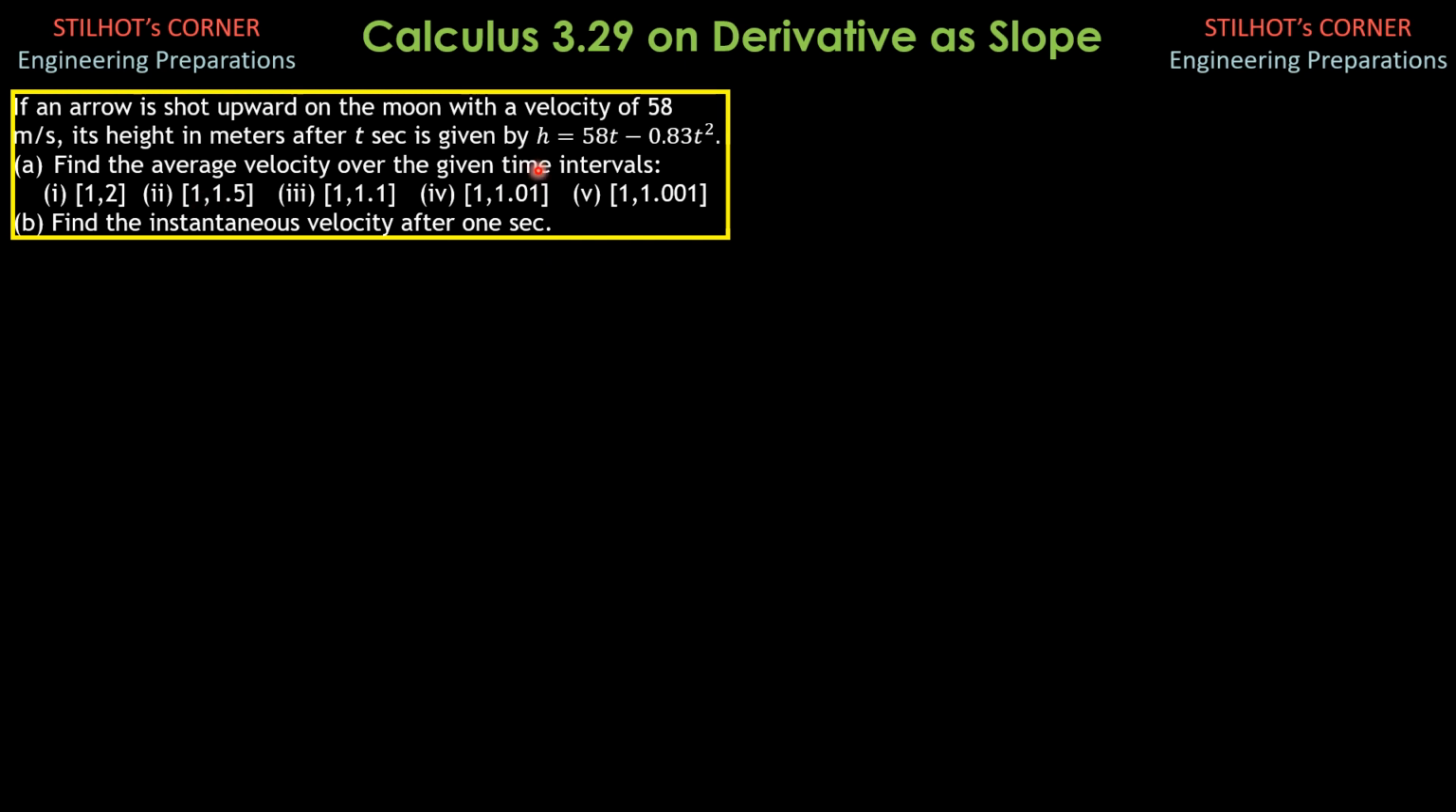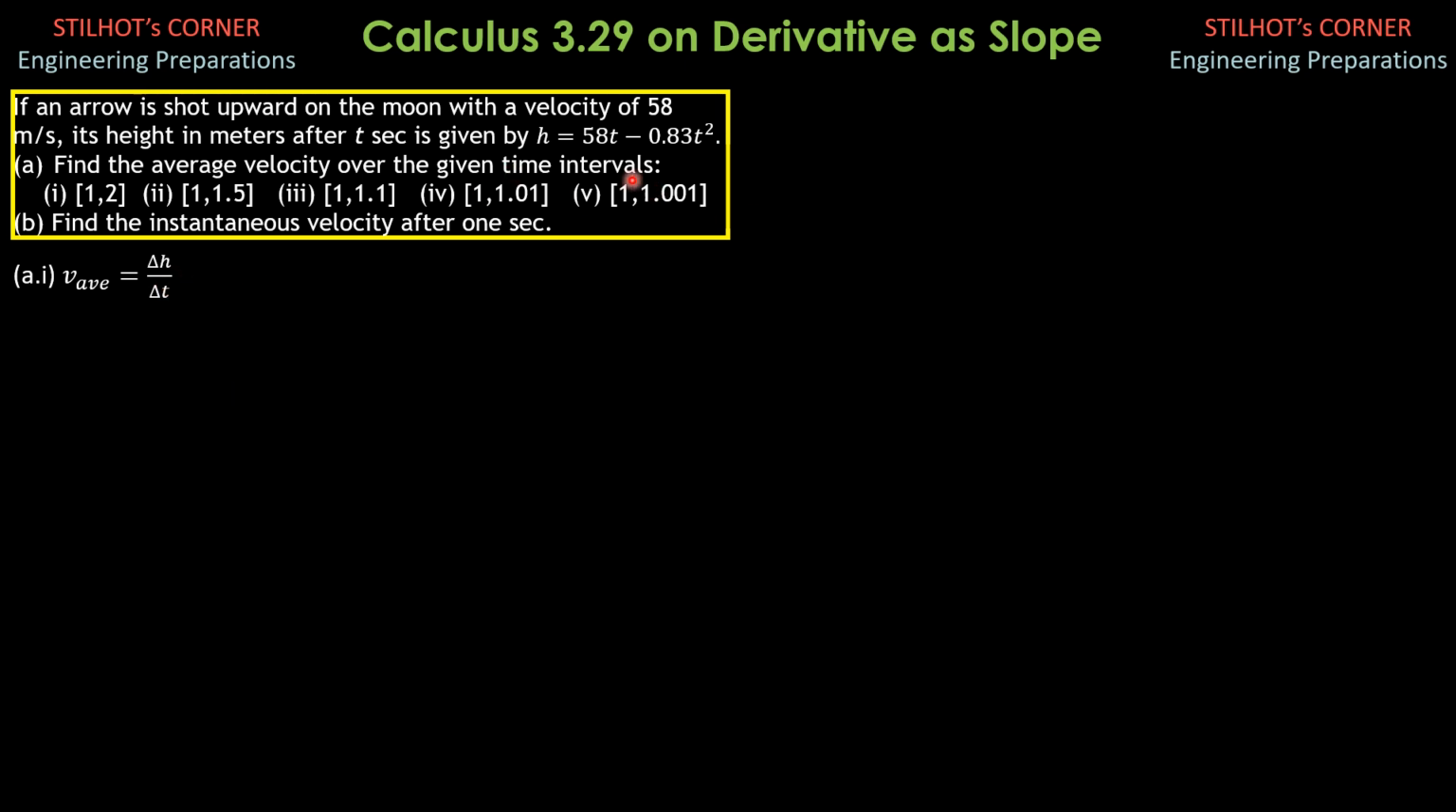So the average velocity is equal to delta h over delta t. And delta h is the value of h when t is 2 minus the value of h when t is 1. So we just substitute into this formula here, and delta t is the difference of these time intervals. So 2 minus 1 is 1. For the second part, 1.5 minus 1 is 0.5. Third part, 1.1 minus 1 is 0.1. Fourth part, 1.01 minus 1 is 0.01. And for the fifth part, 1.001 minus 1 is 0.001.